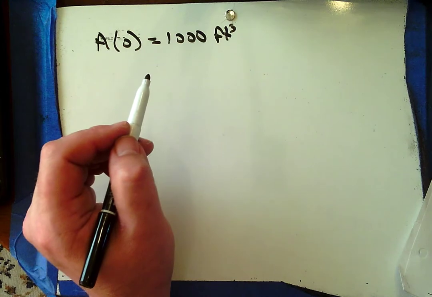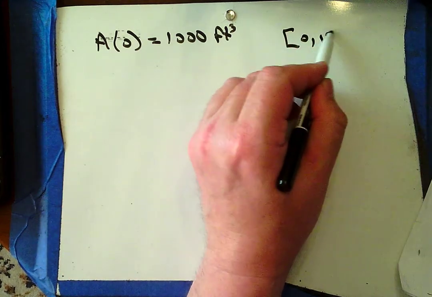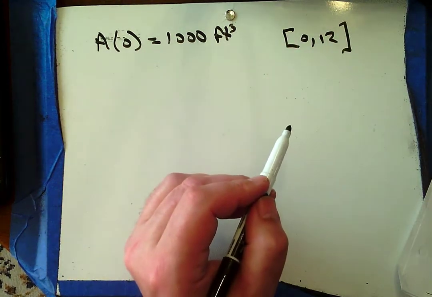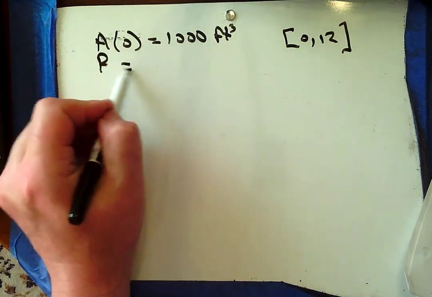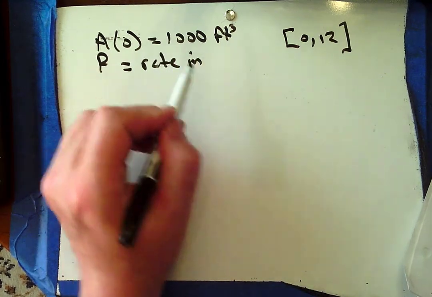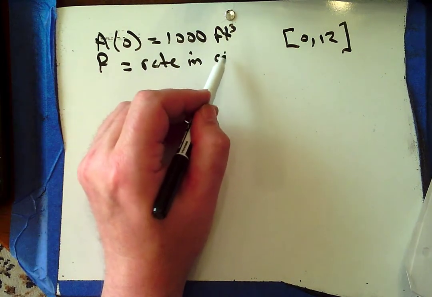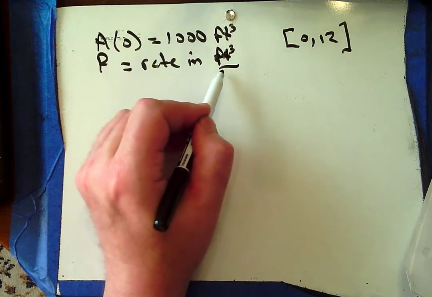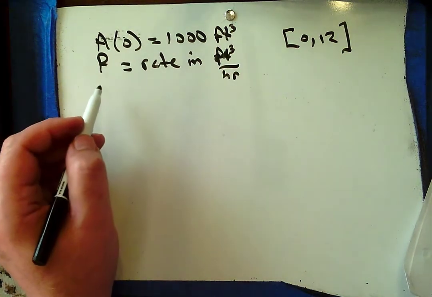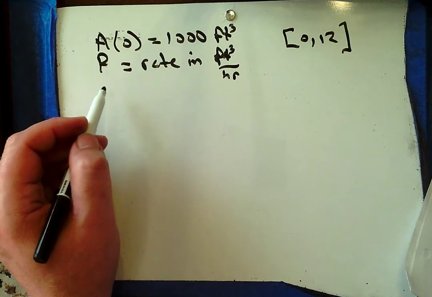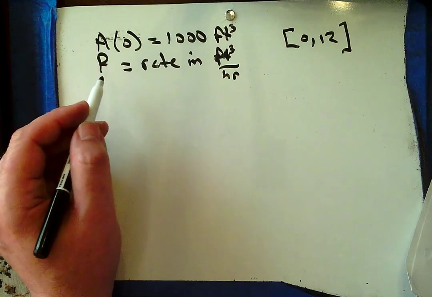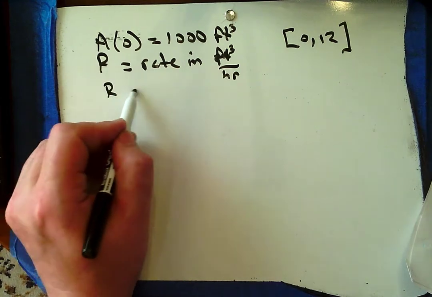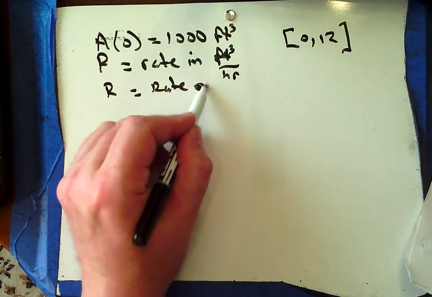Yes, during the interval 0 to 12, water is pumped into the pool at P of t equals the rate in, and those are cubic feet per hour. And then the table gives values during the same interval. Oh no, water is leaking from the pool. Don't worry, it's not a leak. It's just kids splashing around. R equals the rate out.